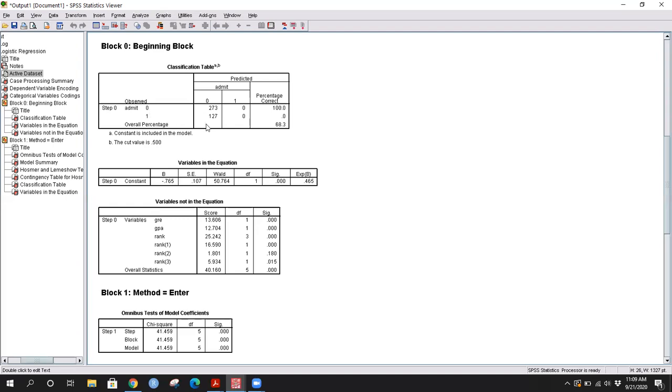So if you take a ratio of 127 upon 400 to 273 upon 400, what will you get? You will get the odds ratio. And that is the odds ratio which is reflected over here, that is 0.465. So if you do the simple exercise of dividing 127 upon 400 by 273 upon 400, that would give you 0.465. That is the unconditional odds ratio in favor of a student getting admitted in the college.